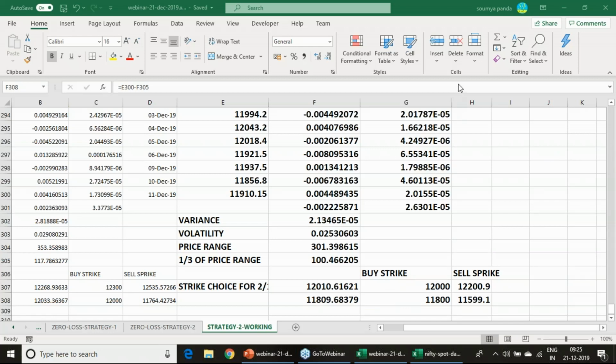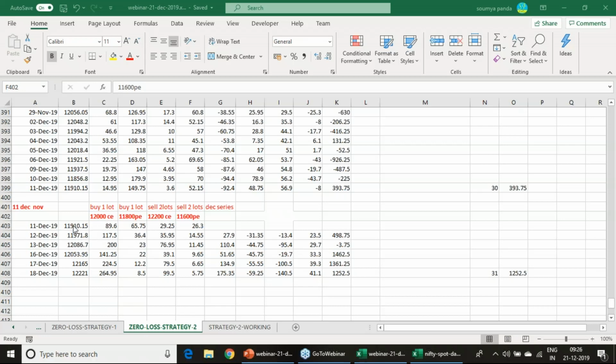So this is what we have decided. So fine. So here I have taken these strikes, this to buy 1 lot, sell 2 lots. This happened in the December series expiry. So we have established this strategy. Next day, 11,971. Very next day, 12,084, 12,053, 12,165, 12,204.